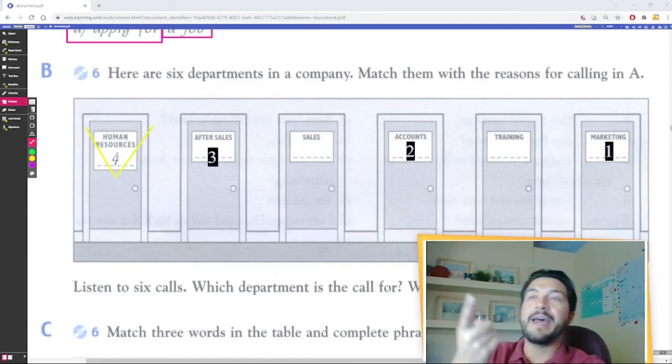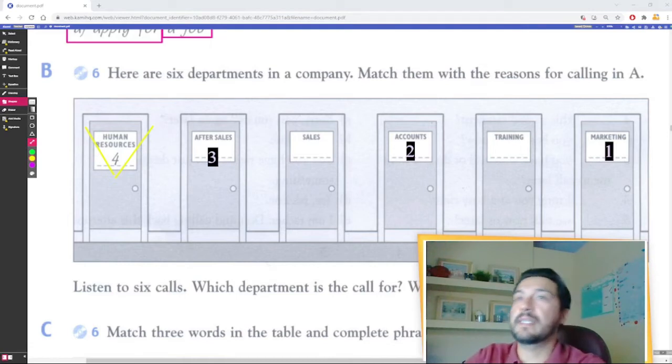He saw the advertisement for the vacancy for a job, so that's human resources. Call 4. Now let's go to call 5.